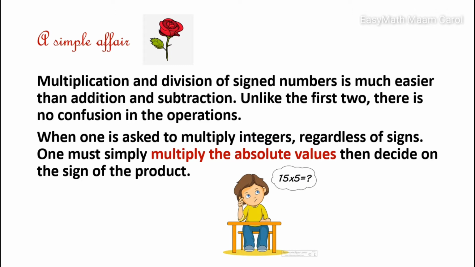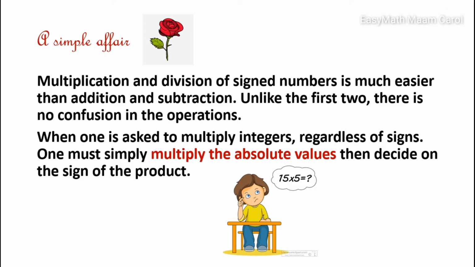So, sabi nga dito, unlike the first two, there is no confusion in the operations of multiplication and division. Why is that? When one is asked to multiply integers regardless of signs, kung pareho man positive, parehong negative, isang positive at isang negative, one must simply multiply the absolute values and then decide on the sign of the product. Ang sabi dito, pag sinabing mag-multiply ka, edi mag-multiply ka. And then, later on na lang natin i-decide kung ano yung sign ng product na nakuha natin.